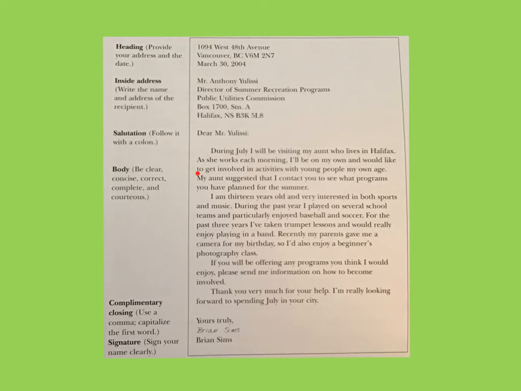Then we have the body. So you're clear and concise, correct, complete, and courteous. All the C's. Okay. This is a semi-block because they have indented their paragraphs. So it's up to you whether you indent or you don't and leave spaces in between. So to get an idea, they start by introducing themselves, and saying where they're going, right?